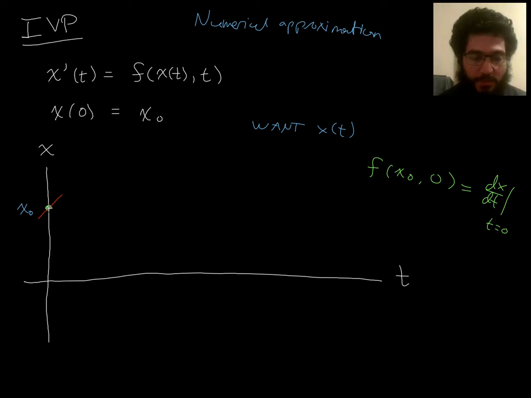So to have the best chance of having the best approximation, I should make a tiny step forward in time from t equals 0 over to, let's say, t equals 0.01 or something like that. So let's make a tiny step forward in time.